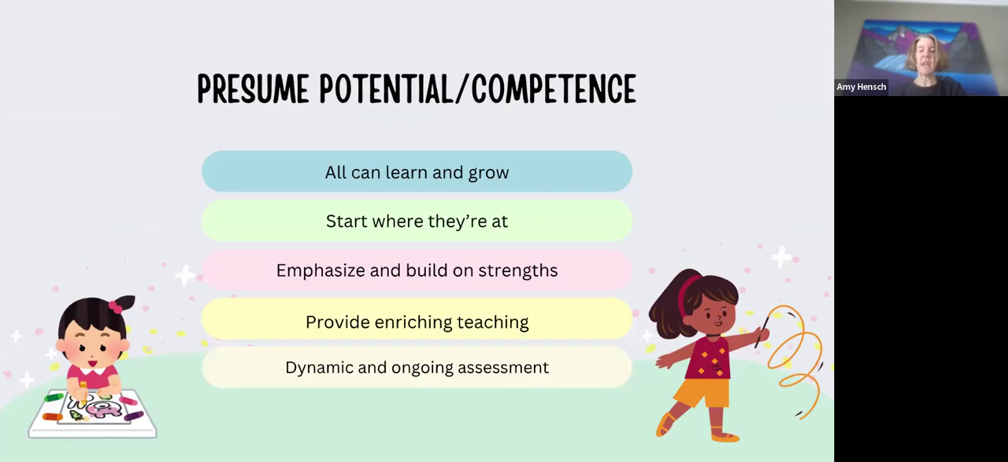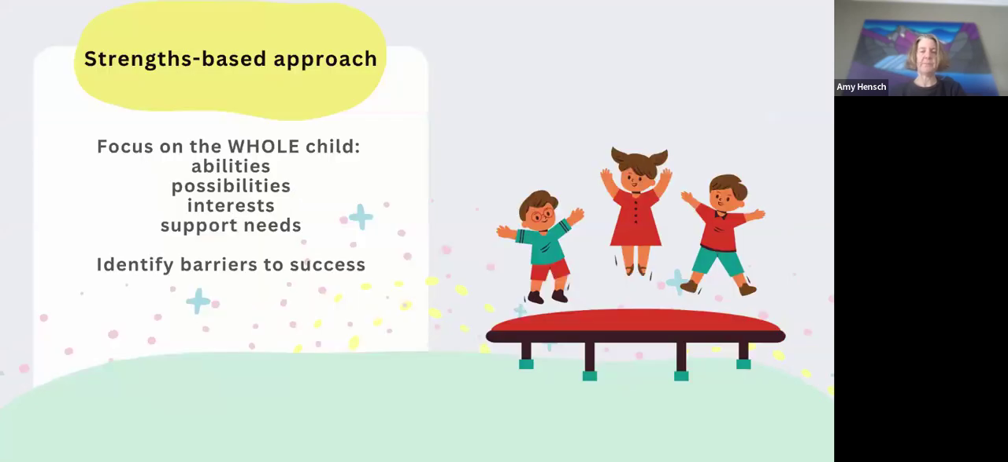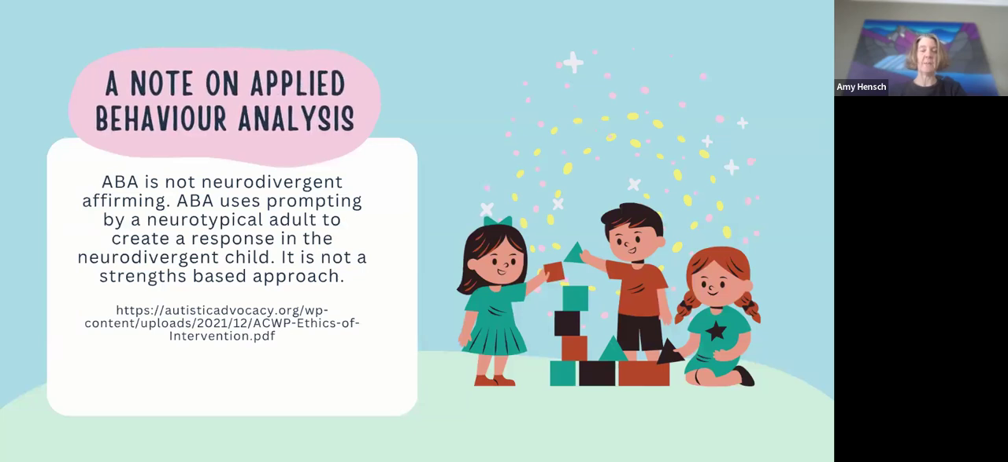Presuming potential means that everyone has the potential to learn and grow. We start where they're at with the strengths that they have. We make sure that we're providing a dynamic environment with enriching teaching and lots of ongoing assessment. For a strengths-based approach, we're focusing on the whole child, their abilities and possibilities, finding out their interests and their strengths and what they need to be successful, both themselves, but also identifying barriers to what's holding them back.